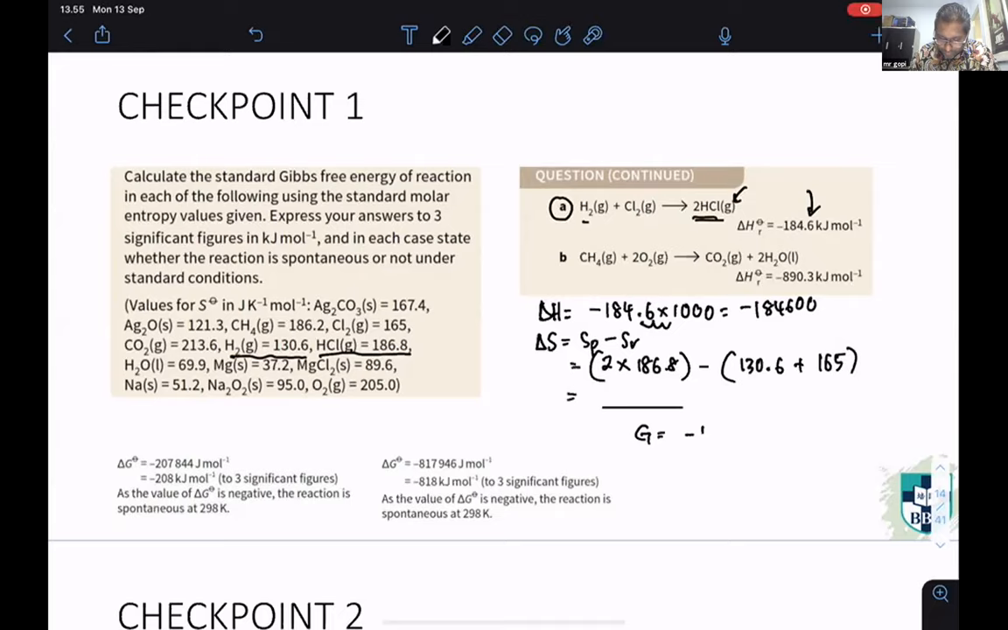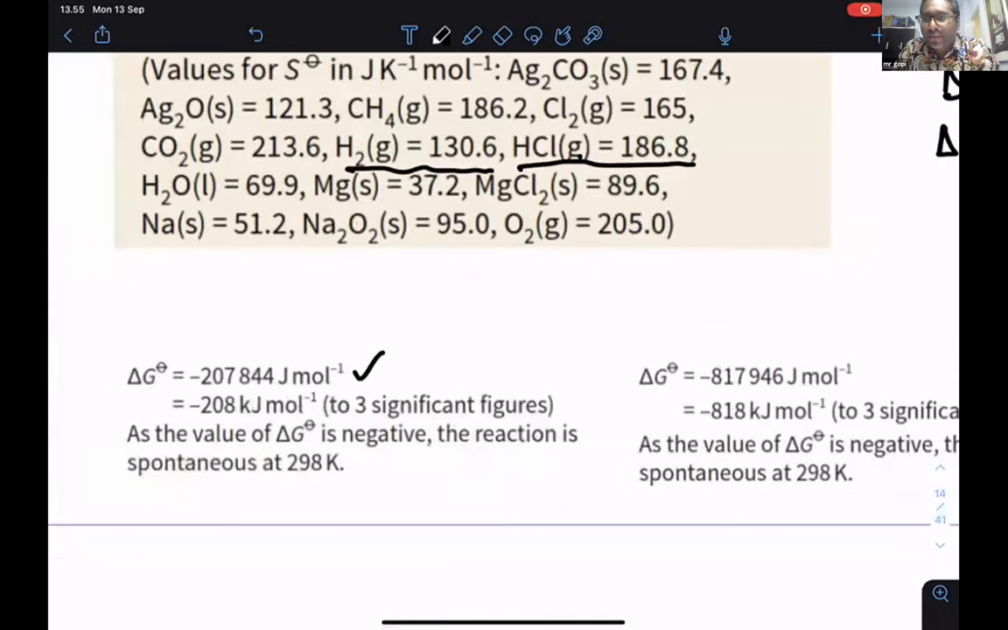Gibbs free energy is going to be, take this value, negative 184600, minus, this one is done at 298, you times 298 with the entropy change, this value you put over here. Once you do that, you will get a final value. I'll make it bigger. That final value is going to be that value, and that is negative. What is the meaning of this negative?